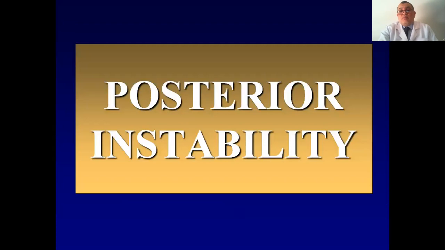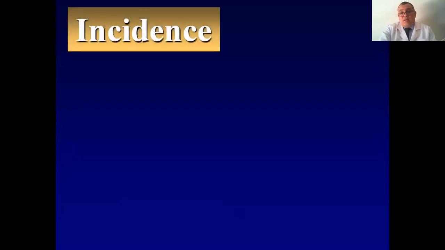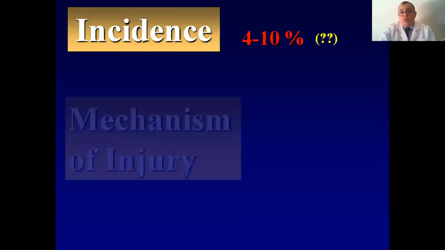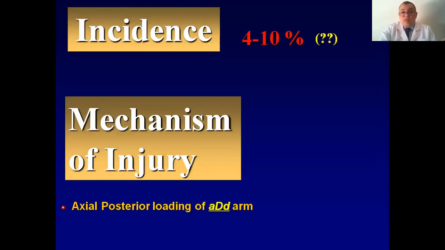We cannot leave shoulder instability without discussing posterior shoulder instability. It is common, yet it is commonly missed. The incidence is variable. In the literature, it varies from 4 up to 10 and even more percent of all shoulder dislocations. The mechanism of injury is simple. Axial loading while the arm is in the adducted position, falling on the outstretched hand. The head moves posteriorly. So, axial posterior loading in the adducted arm.